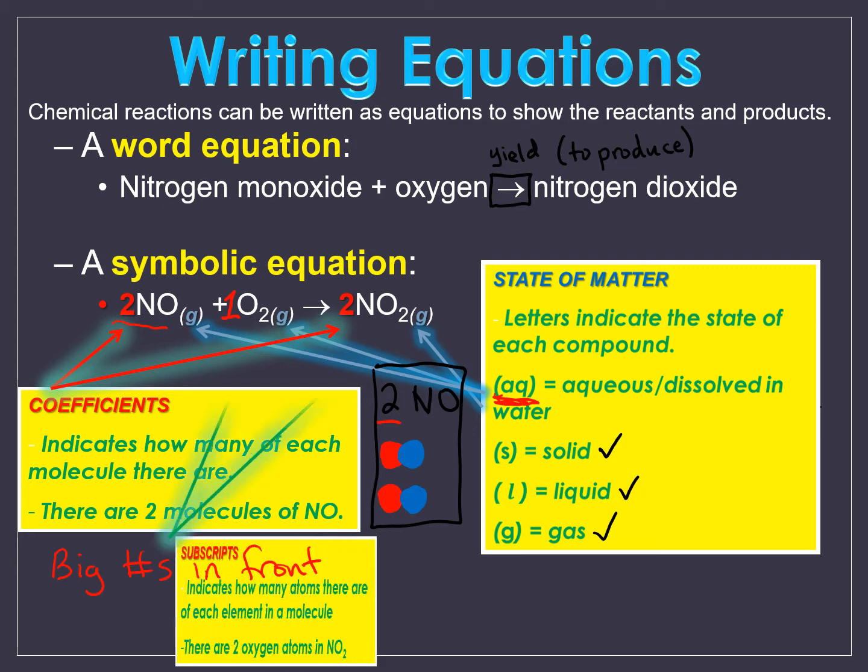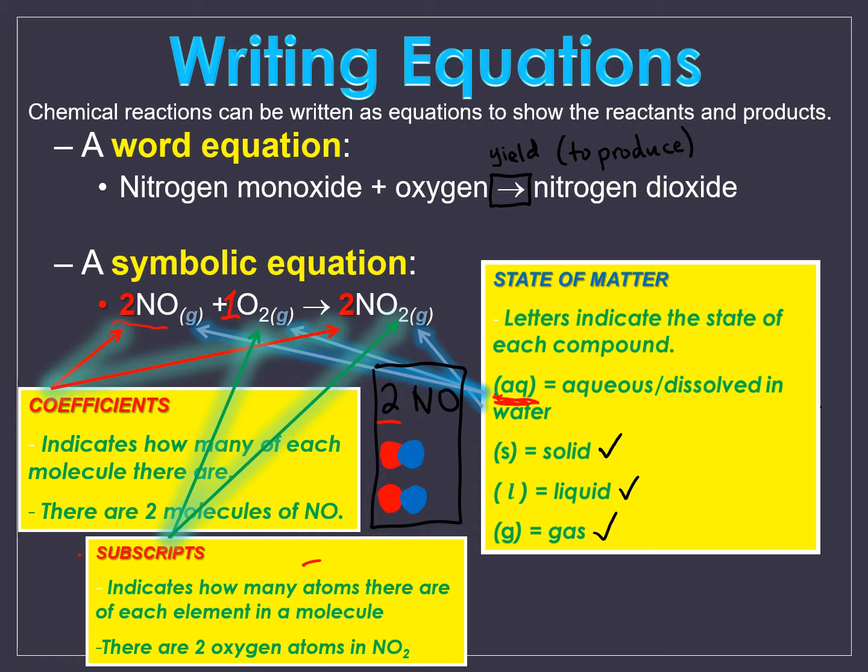On the left-hand side, you'll see subscripts. So subscripts are these small numbers that you guys see here. Okay? They indicate how many atoms there are of each element in a molecule. Again, they're the small numbers at the bottom. So I'm going to write that right next to the subscripts, right here: small numbers at the bottom. They indicate how many atoms there are of each element in a molecule.